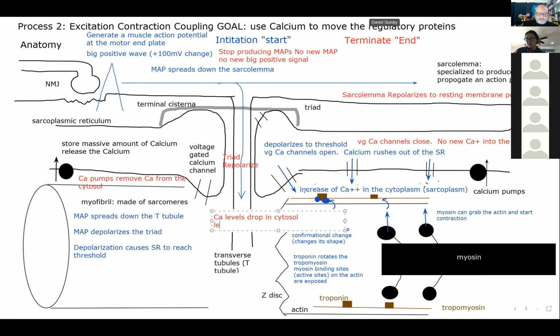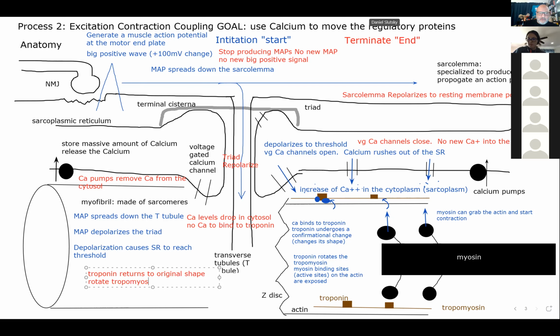With less calcium, or let's say it this way, no calcium to bind to the troponin. What's going to happen to the troponin? And close the active sites. Yeah, our troponin is going to go back to its original shape. And when it goes back to its original shape, as you mentioned, it is going to rotate the tropomyosin back over the active site.